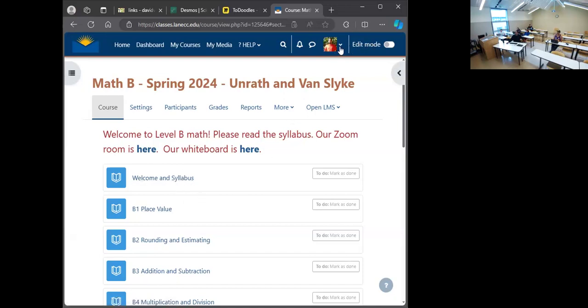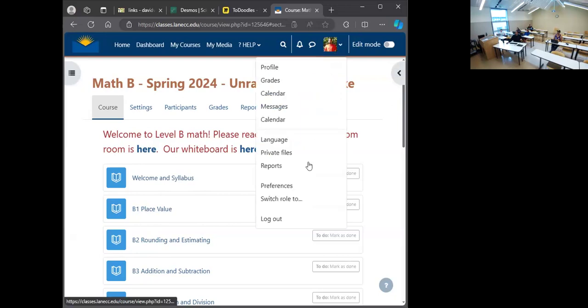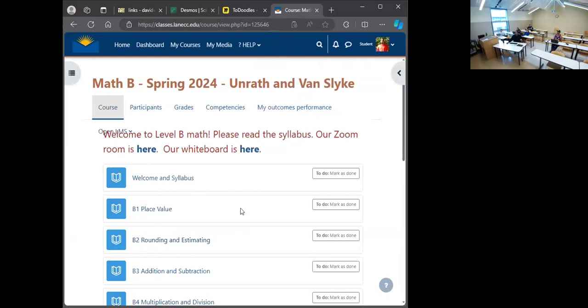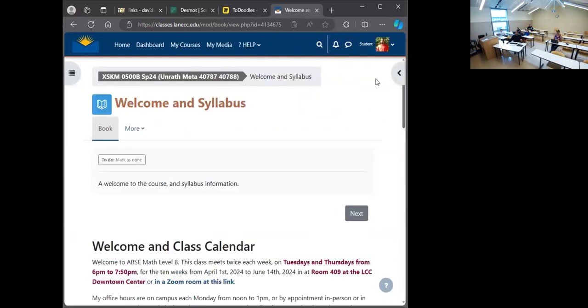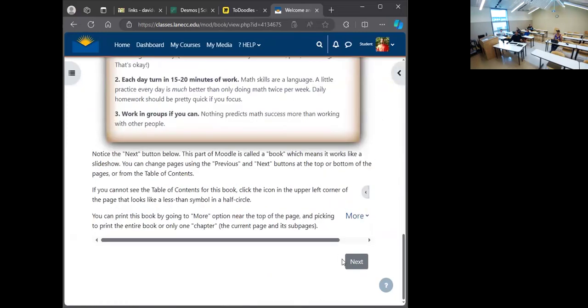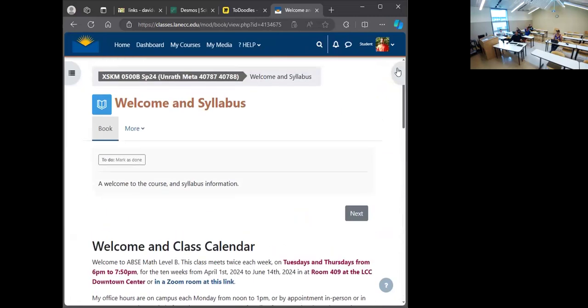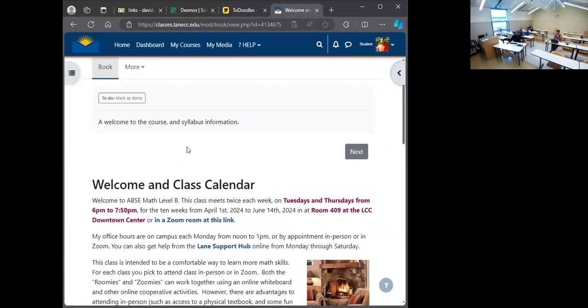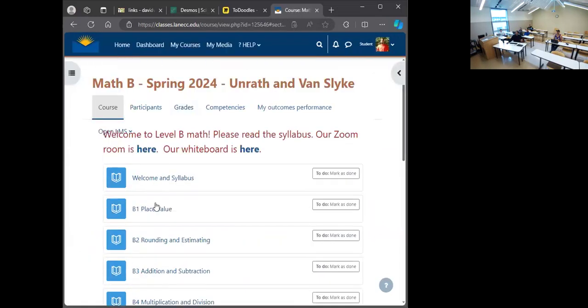You have to log in up at the top, and yours looks a little bit different. So I'm going to switch my role to student, so it now looks just like you. So yours looks like this. The welcome and syllabus is a book, so you can go to next at the top or bottom, or on the side, it'll pop up. There's all the pages of the book. On the phone, it looks a little different, but it does the same thing. All right, look at that, but I'm not going to spend class time on it.